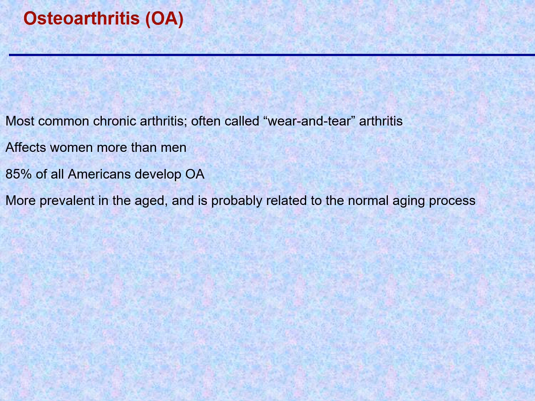In terms of association with age, as I said, almost everyone, in fact, it's about 85% in the United States, that's the statistics I have, if they live long enough, certainly will develop osteoarthritis. So it's the most prevalent in age, but it can also be in younger people, but it's probably simply related to the normal aging process, and that's how it's viewed.